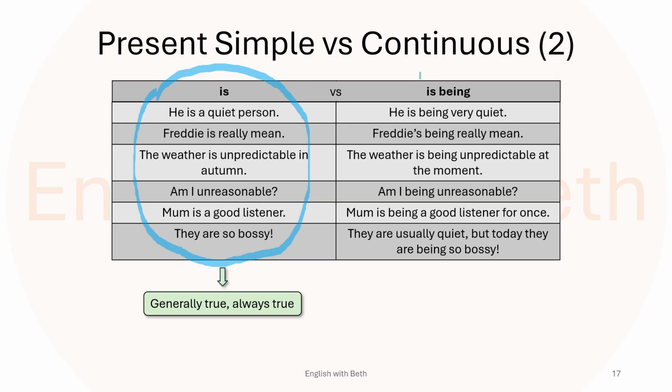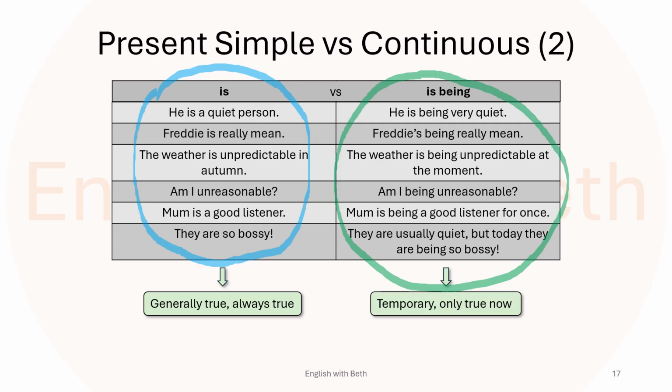Now let's look at the other side. Is being. He is being very quiet. Freddie's being really mean. The weather is being unpredictable at the moment. Am I being unreasonable? Mum is being a good listener for once. They are usually quiet, but today they are being so bossy. These things are temporary or only true now, so we have used is being instead of is.